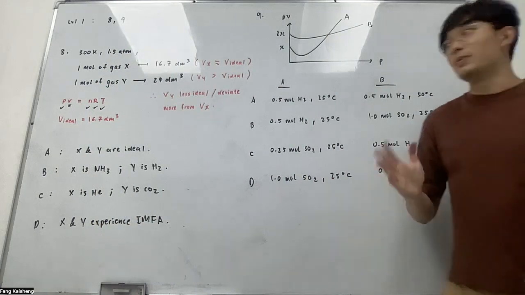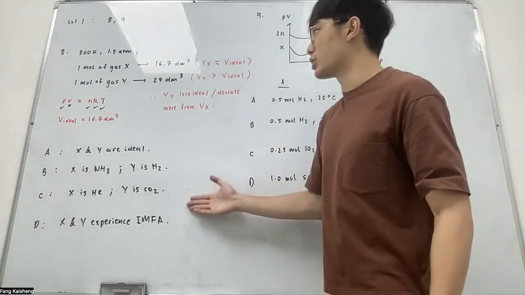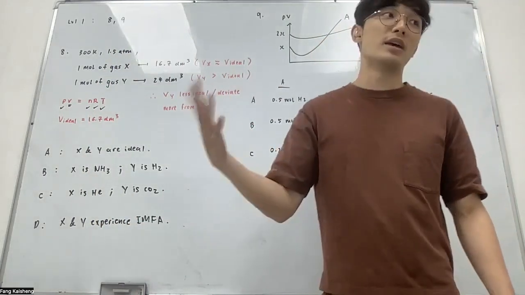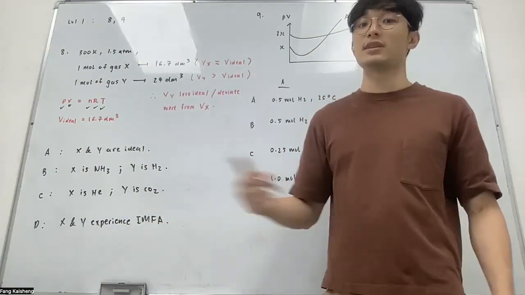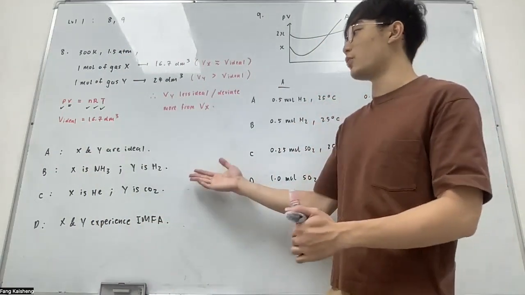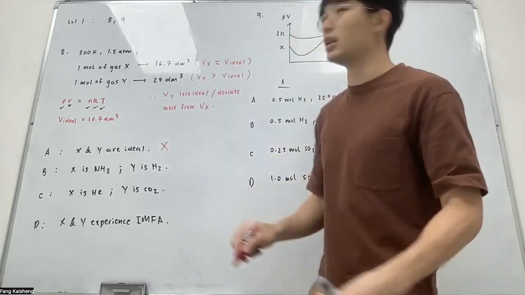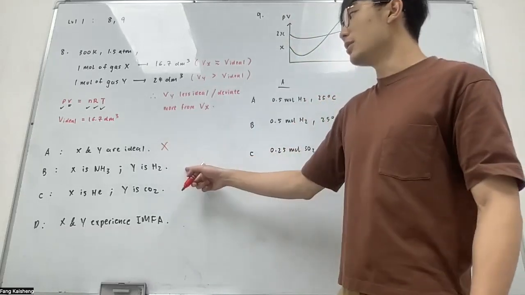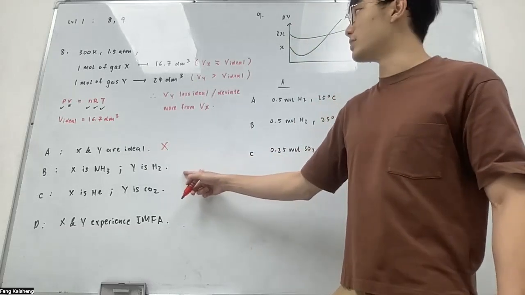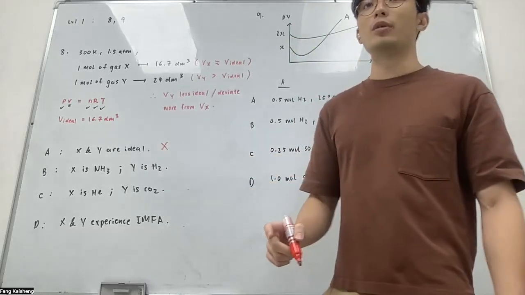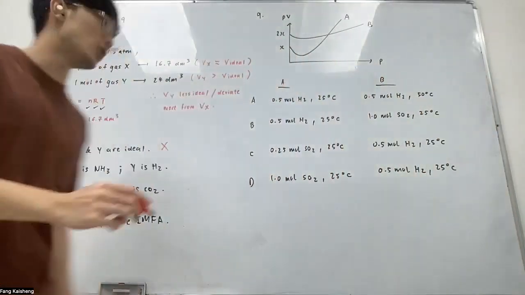So the question is basically asking you to choose the option that explains why gas Y is less ideal. So which one's the answer here? Which one explains that Y is actually less ideal? Definitely not option A, because that's completely nonsense, right? How about B? Does B explain that Y is more ideal? No, right? Which one actually deviates more, NH3 or H2?